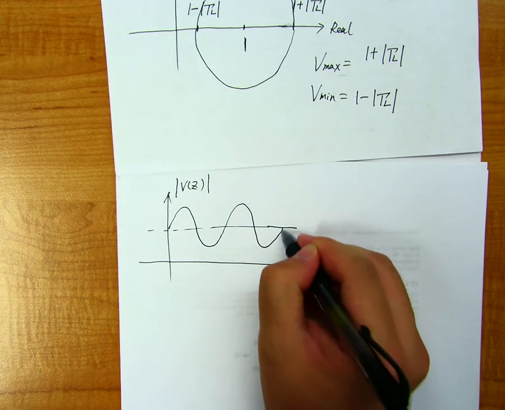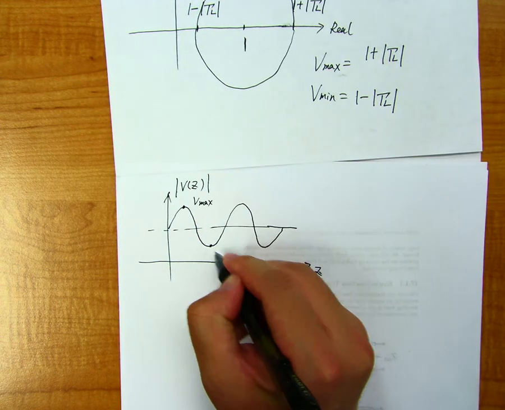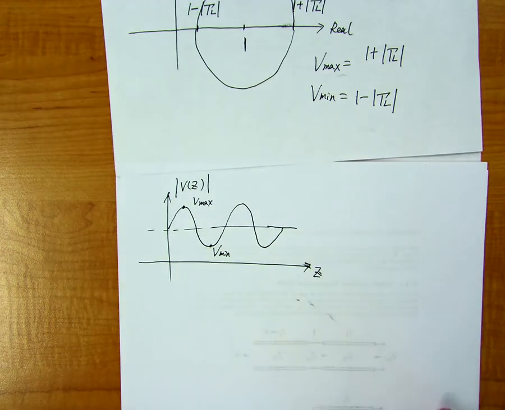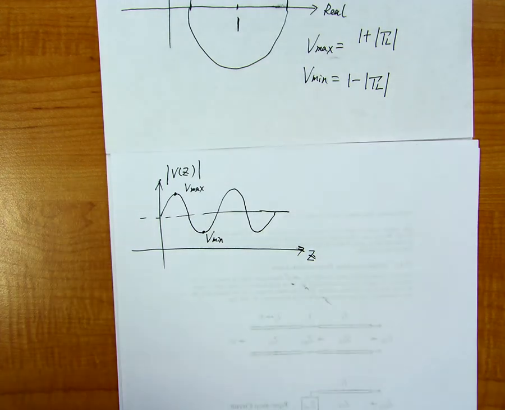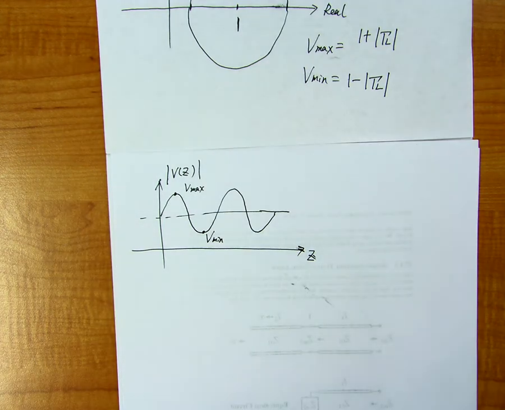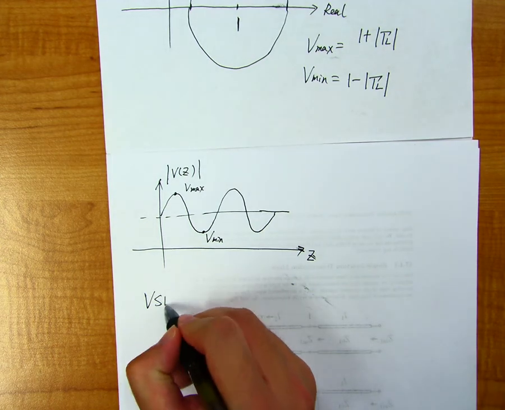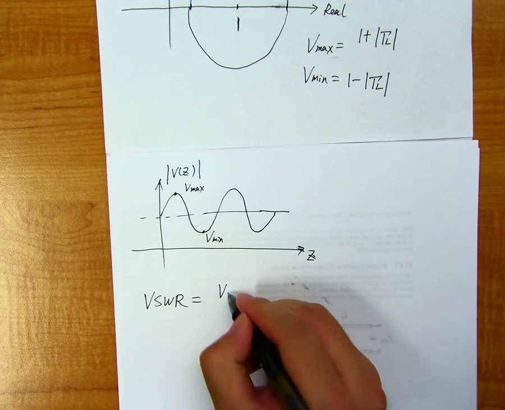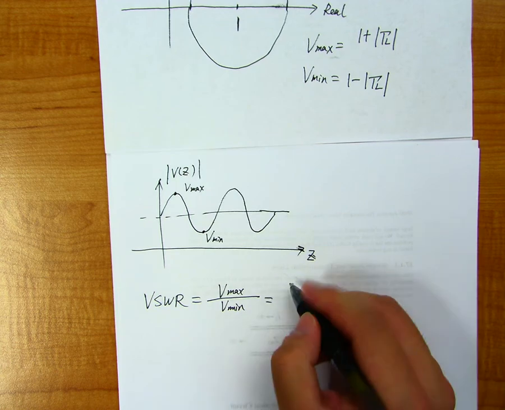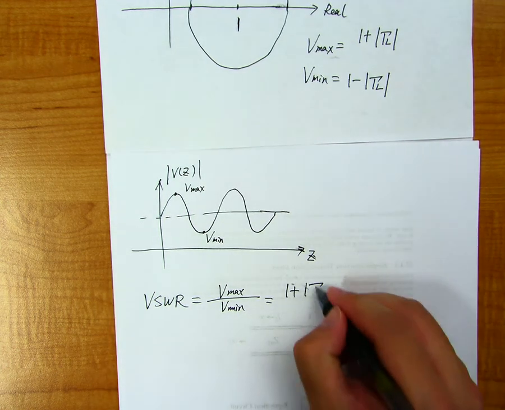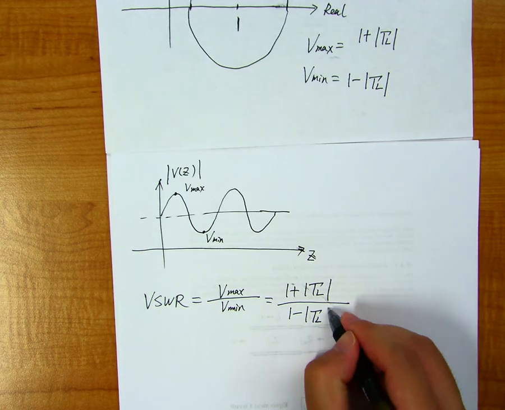In periodic manner, where we have V max here and V min here. The ratio between V max and V min is called the voltage standing wave ratio, VSWR, which is equal to V max over V min, which is 1 plus the magnitude of gamma L over 1 minus the magnitude of gamma L.